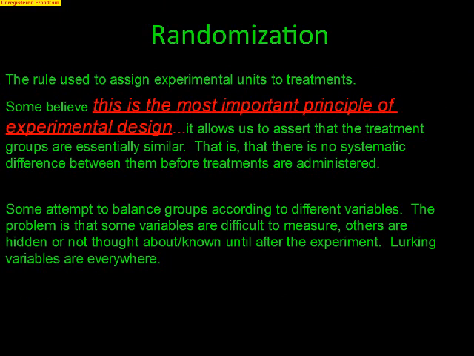Randomization. We have to figure out who's going to get the control and who's going to get the treatment. Some believe, I believe, this is one of the most important principles of experimental design. This helps us to reduce bias. And we want to try to reduce bias any way we can. So there are a few notes that you can take on here. I'll wait a second, and then I'll go on.